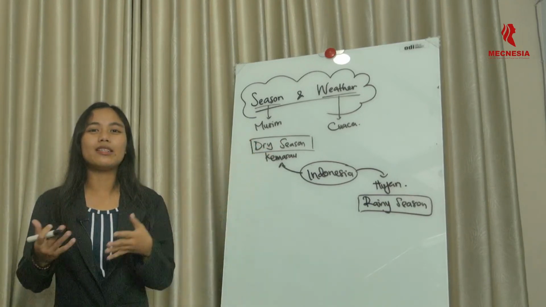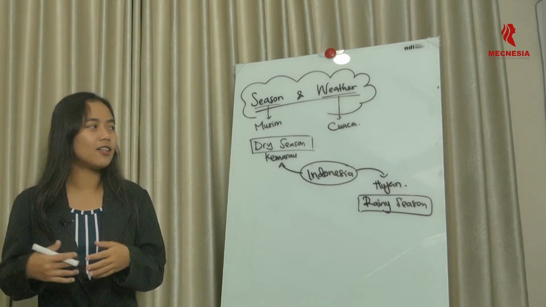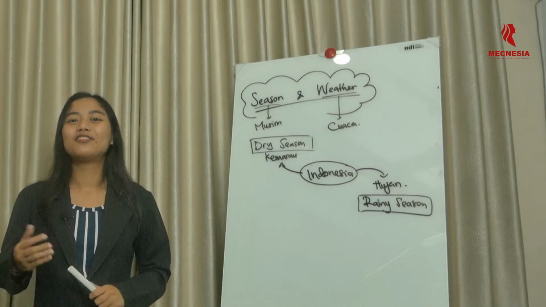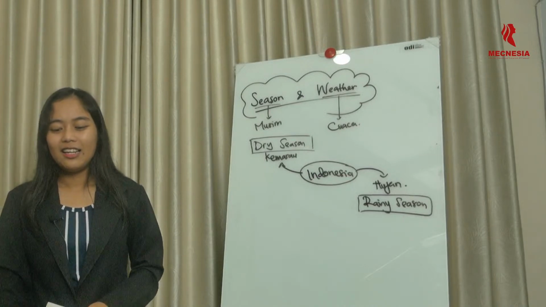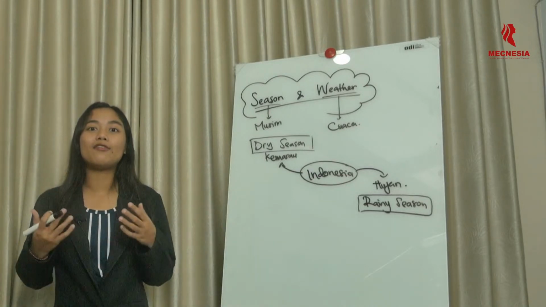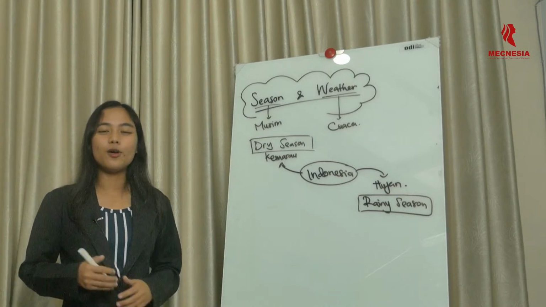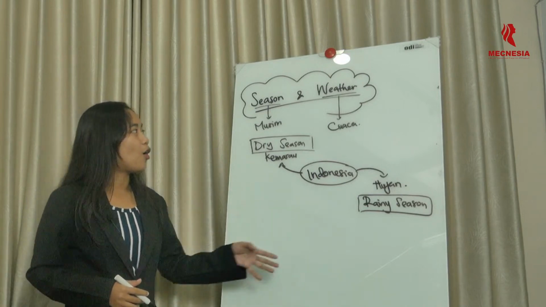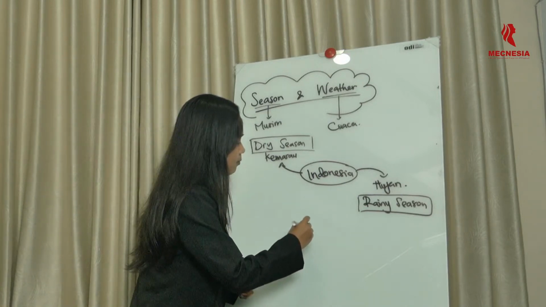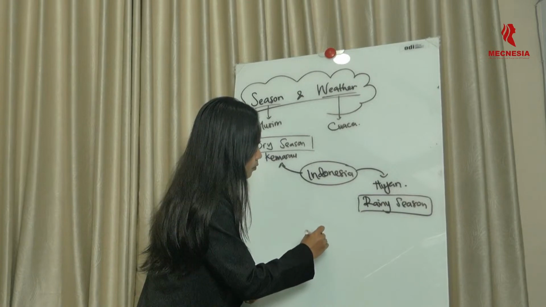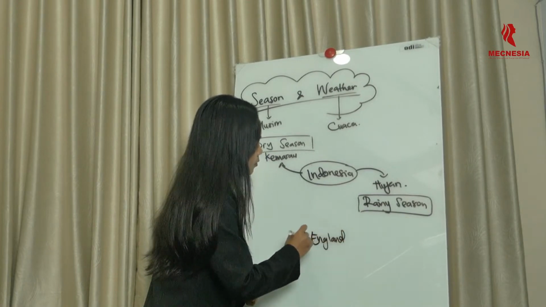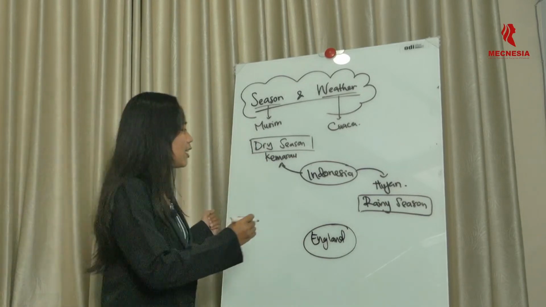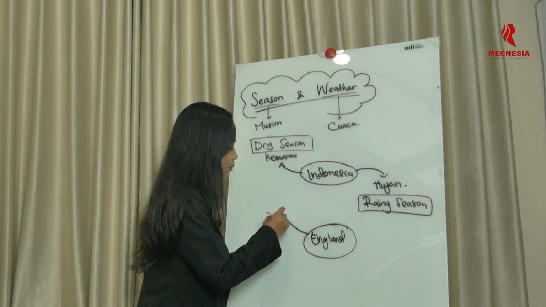In dry season cuacanya biasanya panas, hot. Meanwhile, in rainy season, it's rainy or wet. Okay, so that is the season that we have in Indonesia. Next, let's talk about the season that we have in other part of this world. Let's say in England. So in England, we have 4 seasons. Jadi di Inggris kita punya 4 musim yang berbeda.